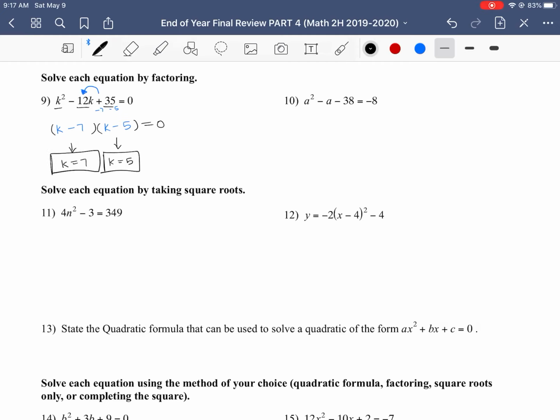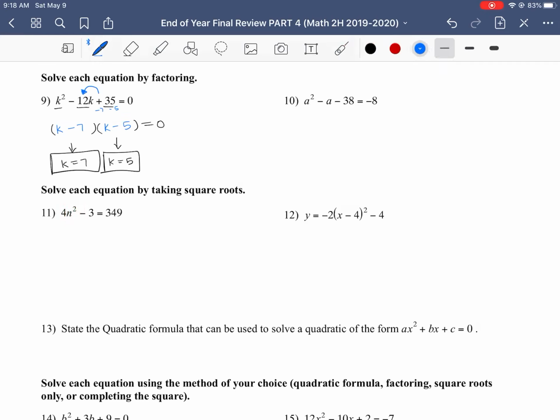Okay. Number 11 and 12, this one says solve using square roots. So remember, this was another method we talked about. Notice up here in number 9, we have a couple terms with k's or variables. So we've got this term that has a k squared, and this term has a k, making it impossible to solve just by square rooting both sides. 11, however, and 12, both of these only have one term with the x variable in it, or the n variable. So we can actually just get this guy by himself and then square root.